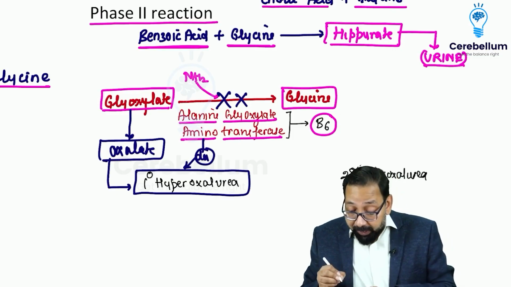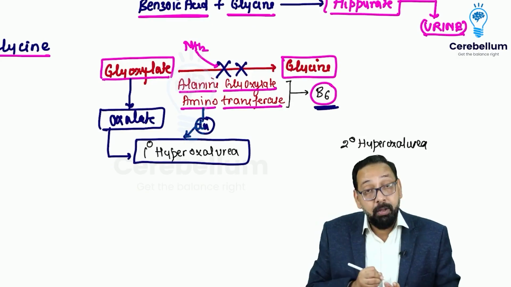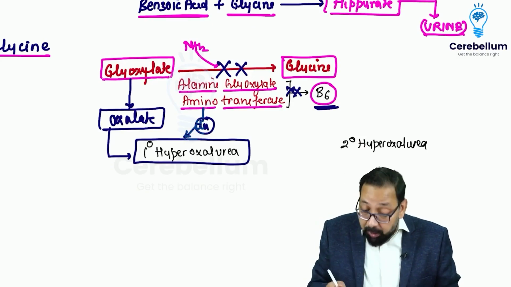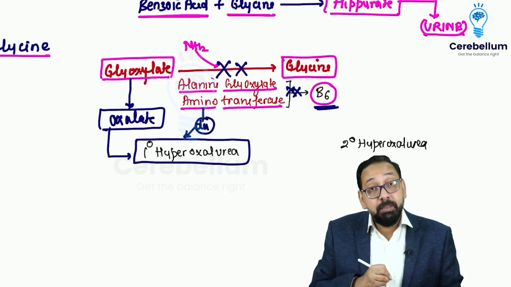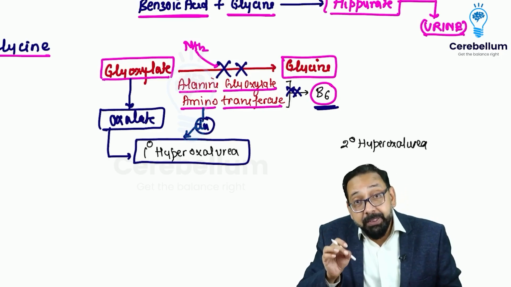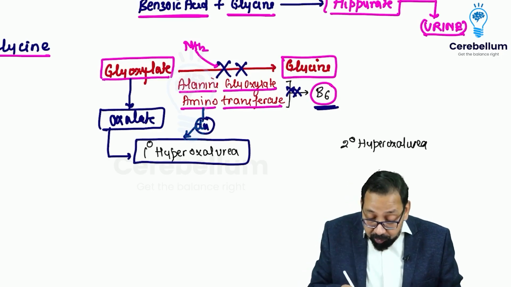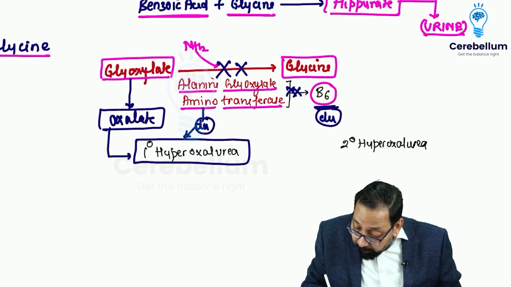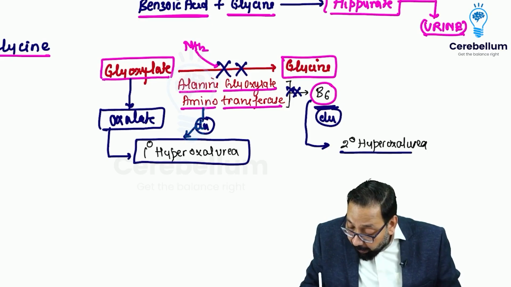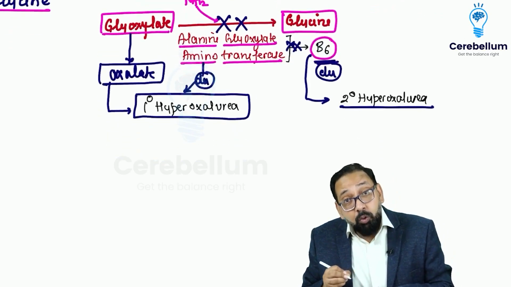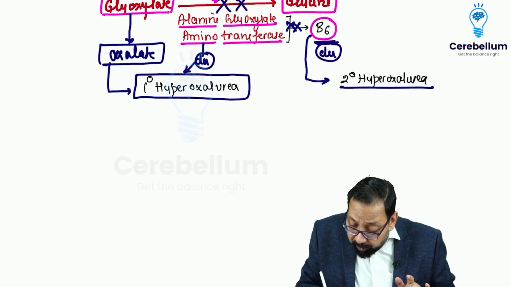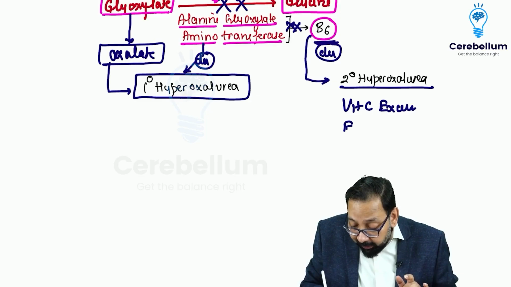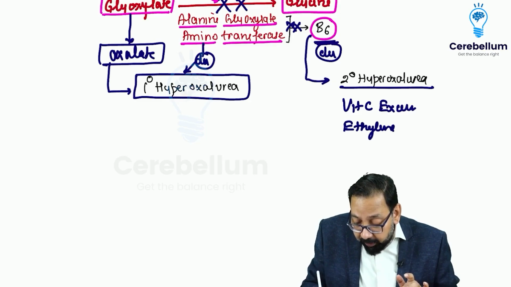If B6 is deficient, again this reaction will not occur because the cofactor for this reaction is B6, pyridoxal phosphate. So if B6 is deficient, again oxalate will increase, and this is called B6-related secondary hyperoxaluria. Other causes of secondary hyperoxaluria are vitamin C excess and ethylene glycol poisoning.